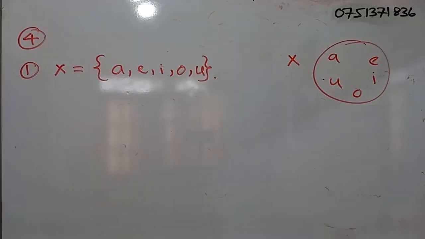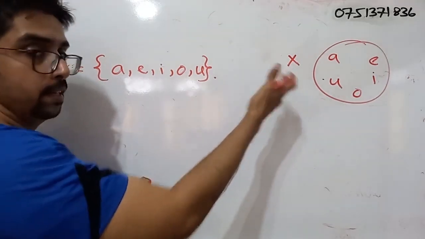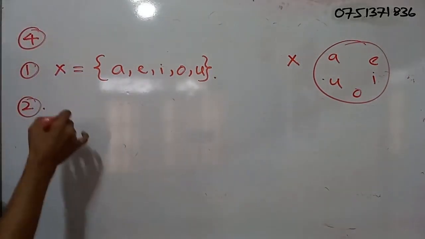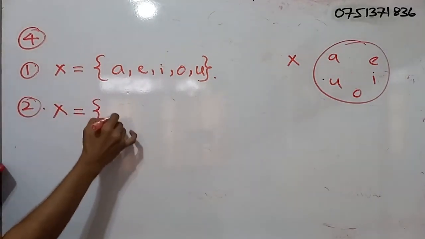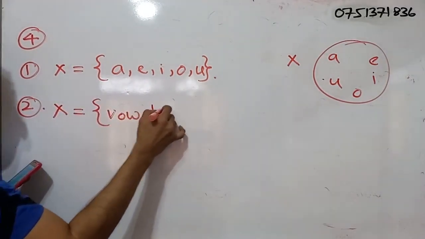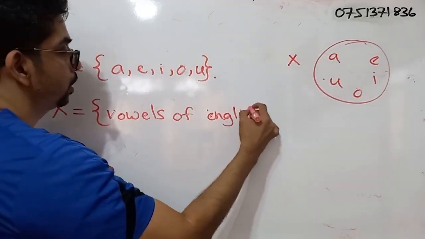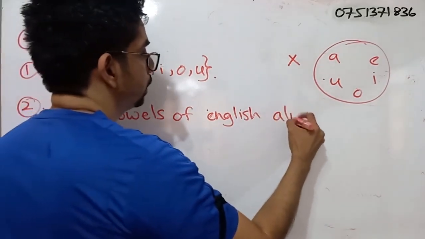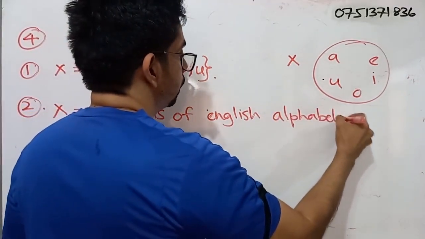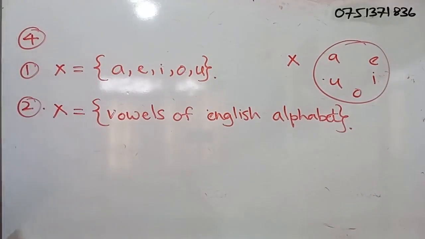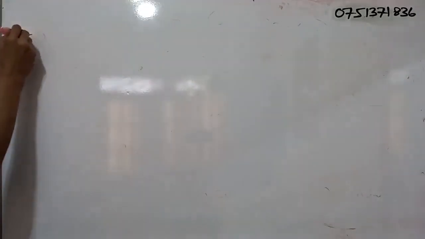Then part 2. Write down the set X in terms of a common property of its elements by which the elements can be clearly identified. So how can we do that? What is the name? Vowels of English alphabet. So X equals vowels of English alphabet. Vowels of English alphabet.